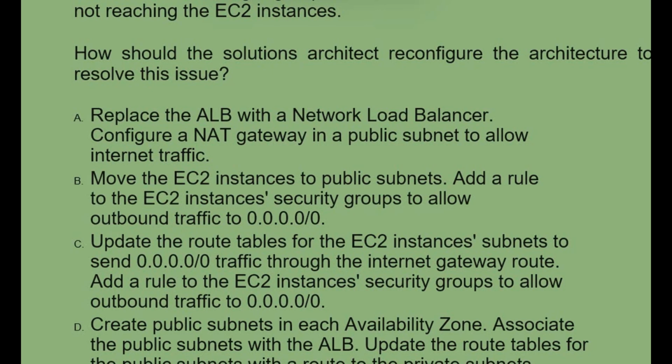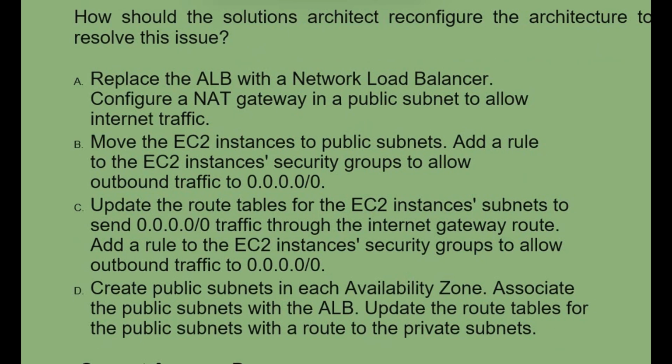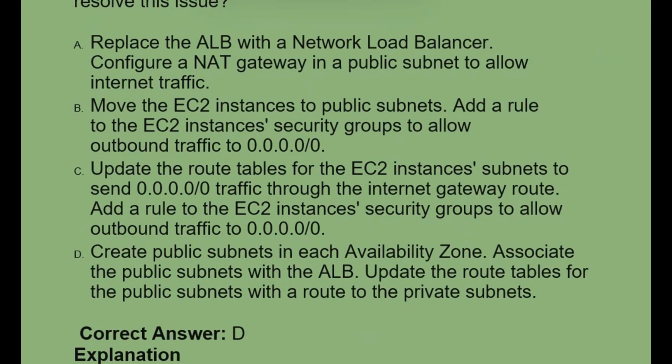Option D, create public subnets in each availability zone. Associate the public subnets with the ALB. Update the route tables for the public subnets with a route to the private subnets. Correct answer is option D.